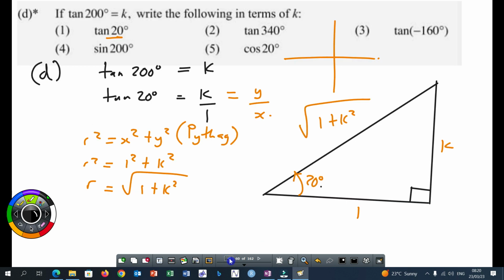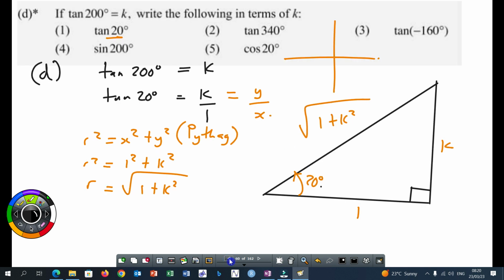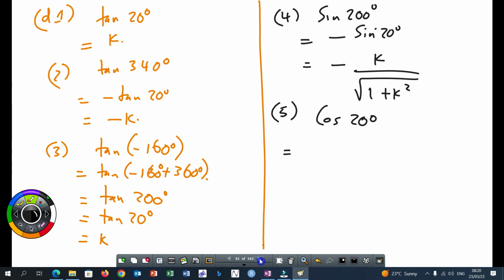Right, and then cos 20 degrees. This will be equal to, you go back to the diagram. This is your reference angle. Opposite side, adjacent side. So adjacent over hypotenuse. So that will be equal to 1 divided by the square root of 1 plus k squared. And then you are done.